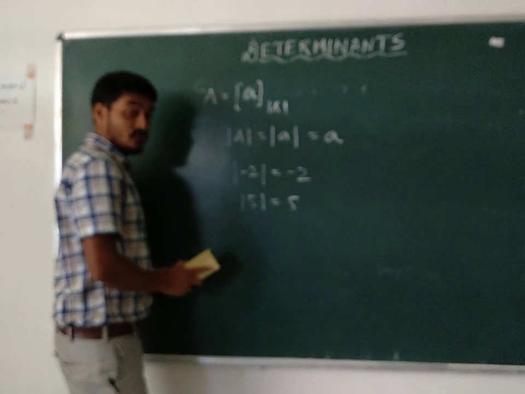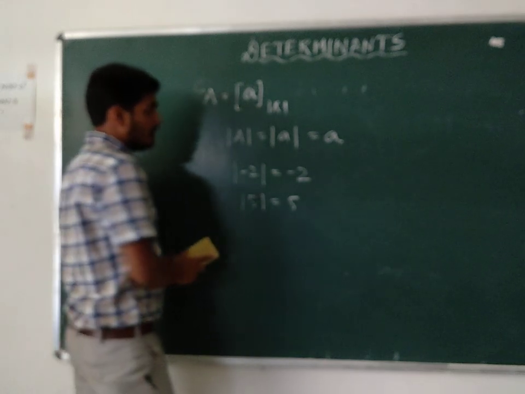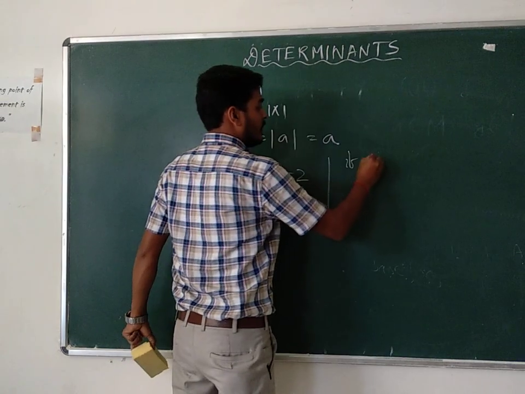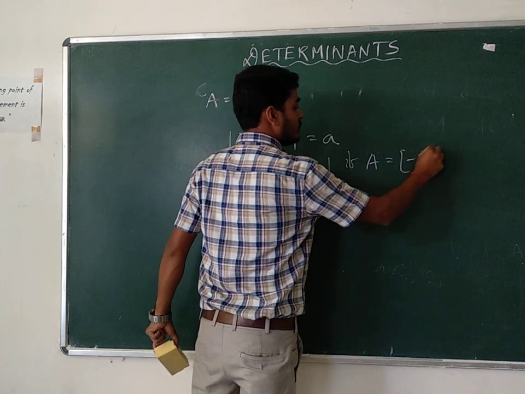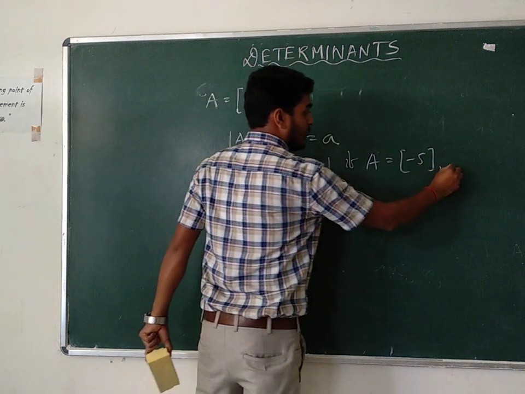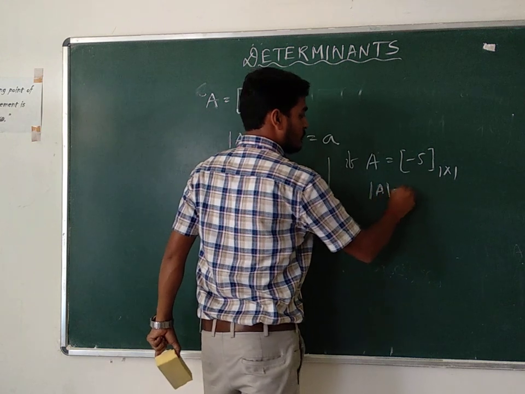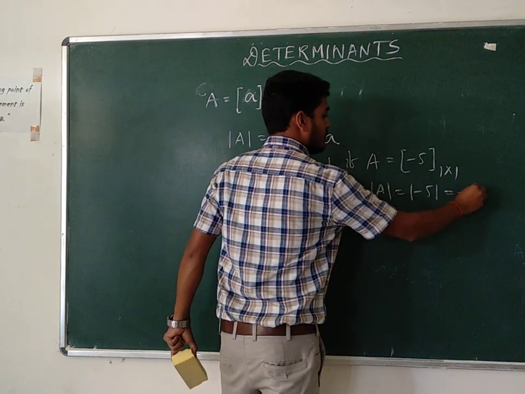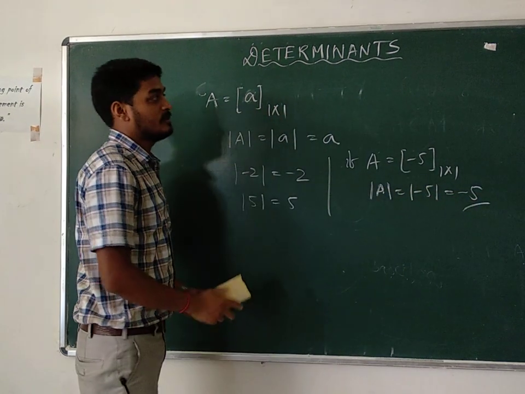But remember, it should be a square matrix. If A is a matrix of order 1 by 1, then the determinant of A is equal to the element itself. The determinant of minus 5 is equal to minus 5. So this is the explanation.